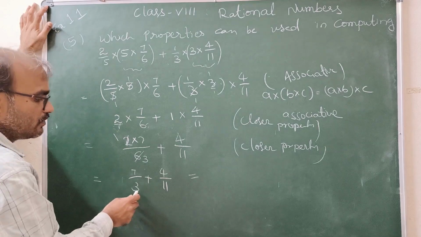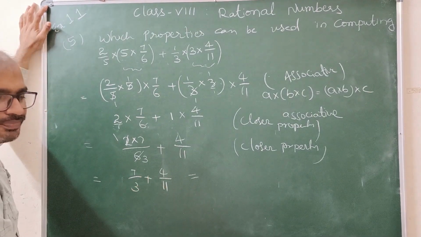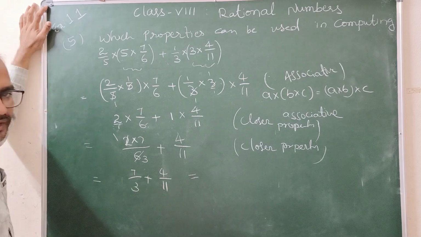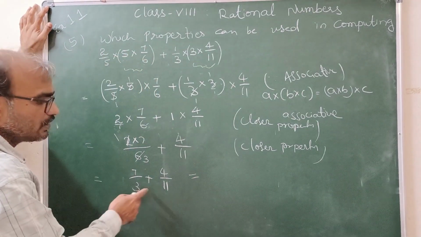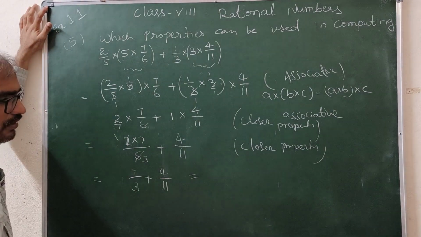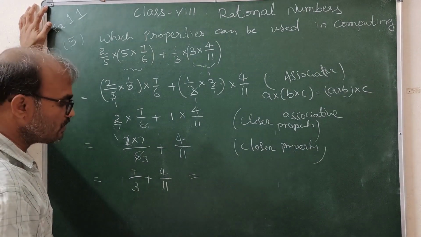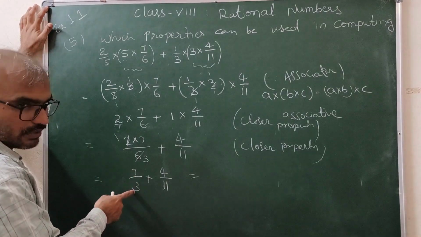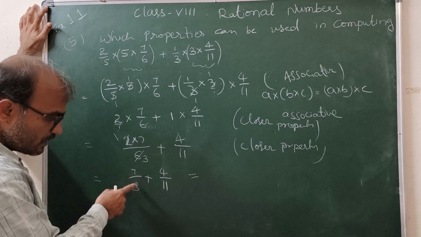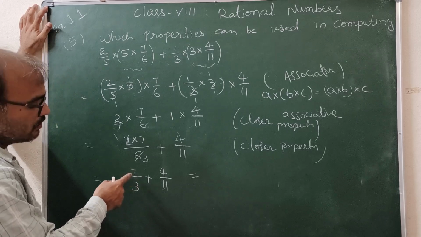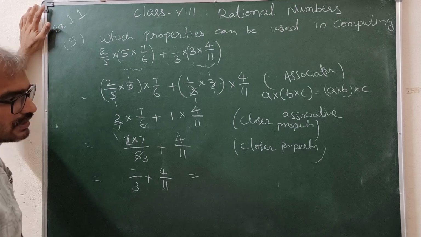Here again, now addition: addition of two fractions. We cannot simplify them directly. For simplifying them, we have to use the concept of making the denominators equal. How can we make the denominators equal? Here the fraction is 7 by 3. Without changing the value of the fraction, we have to write the two fractions with the same denominator.